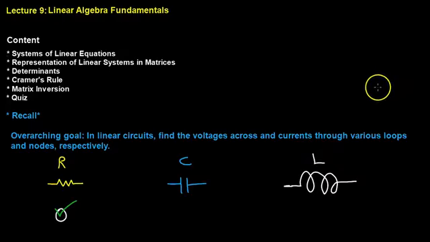So before we go any further, let's recall what our overarching goal is here. Our goal is to look at linear circuits and find the voltages across and the currents through various loops and nodes as defined in the KCL and KVL lecture. So far we've looked at one of the passive components we're going to be dealing with, which is resistors. But in the next few lectures, we're also going to look at capacitors and inductors.